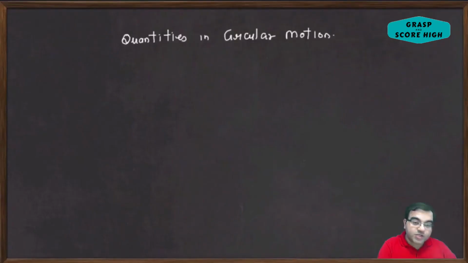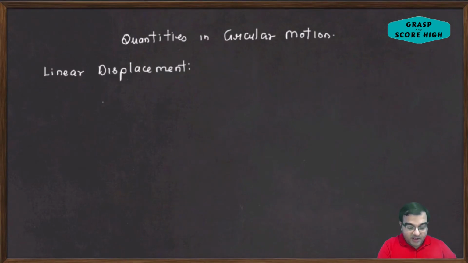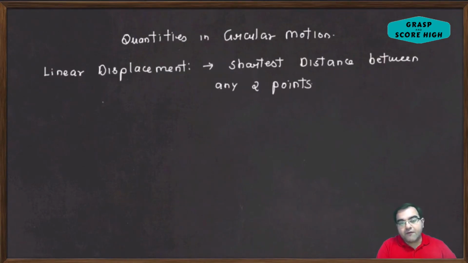We will discuss what are the quantities which you require to completely describe circular motion. So let us understand a few basic fundamentals. What do you mean by the word linear displacement? First of all, linear basically means in a straight line, and displacement means shortest distance between any 2 points.